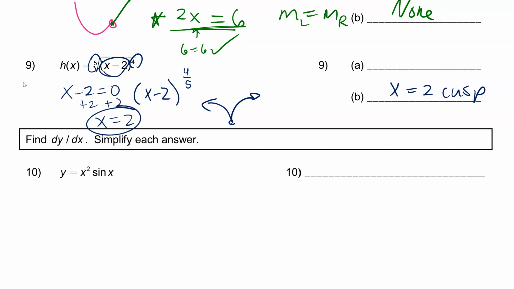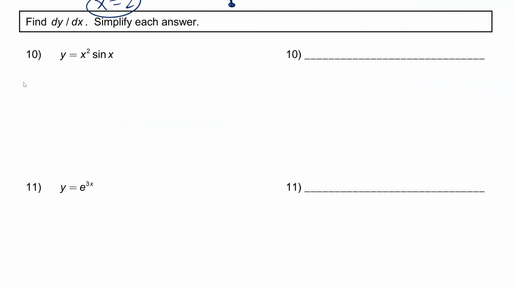The cusp is occurring at the origin or vertex. The only issue is we're shifting everything to the right by 2. It's a transformation. So instead of having the 5th root of x to the 4th, where the cusp would be at x equals 0, we're shifting everything to the right by 2. That's what x minus 2 in parentheses does. Shifting is opposite of what you think. Transformations are covered in algebra 1, algebra 2, and pre-cal. Find dy/dx. Simplify each answer.